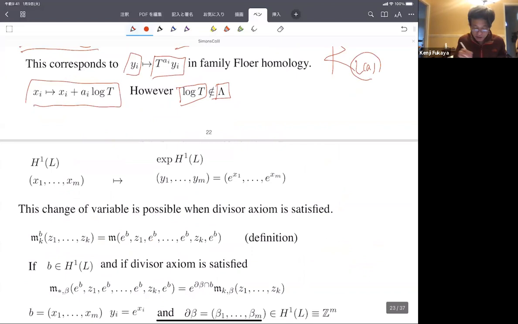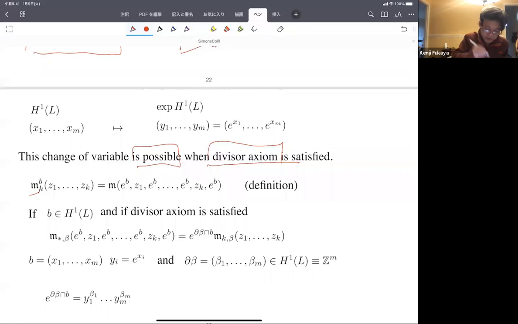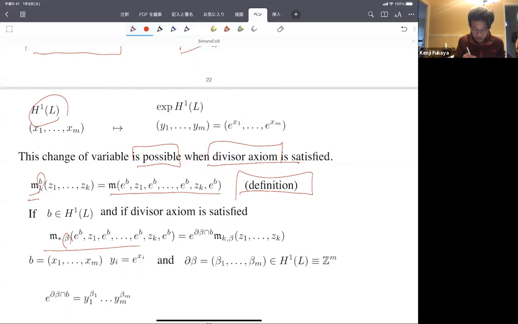This change of variables from x to y is possible because of the divisor axiom. So why is it? I want to deform these infinity operations using this element b of H^1. Then this is a formula: you insert arbitrarily many b's among these z's and take m. This is a definition of the deformation of the infinity operations. If you took this deformation and consider this guy, then you can easily see from the divisor axiom that it is equal to this. So we have this parameter here.